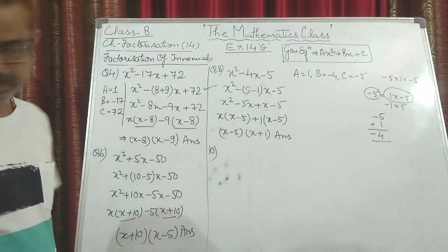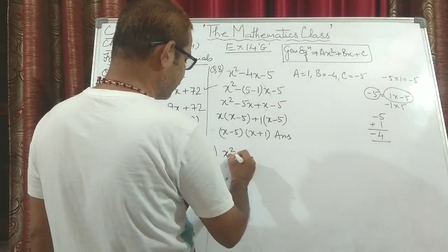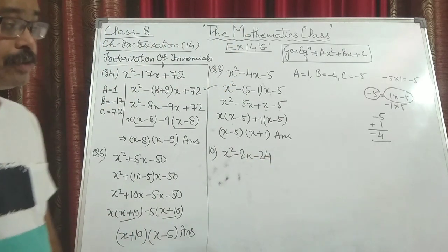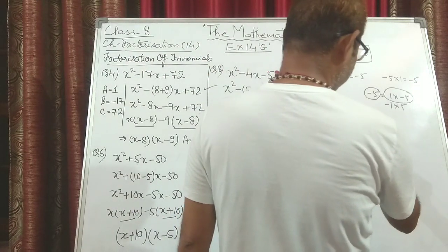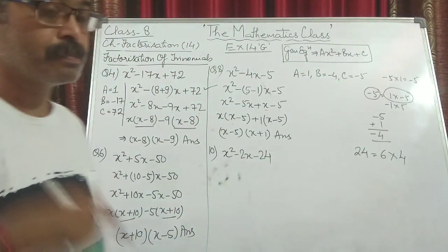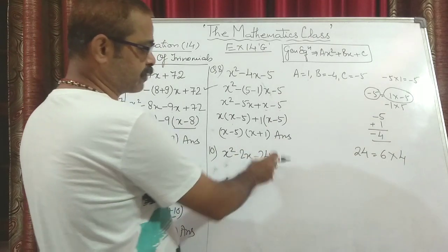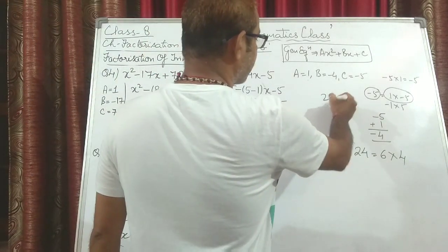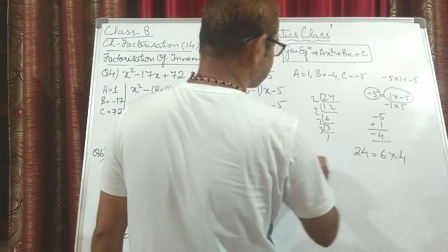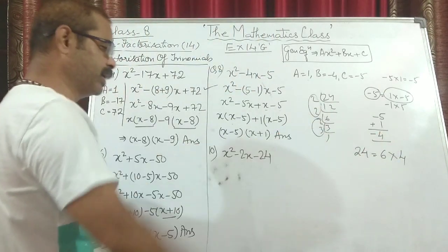Now we move on to question number 10. x square minus 2x minus 24. Now factors of 24, we know that 6 fours are 24, and 6 minus 4 will give you 2. This I have done orally; otherwise you would have done it this way: 24, 2 12s, 2 6s, 2 3s, and 3 1s. So 3 2s are 6 and 2 2s are 4. So 6 minus 4 is 2. So I have done it orally like that.